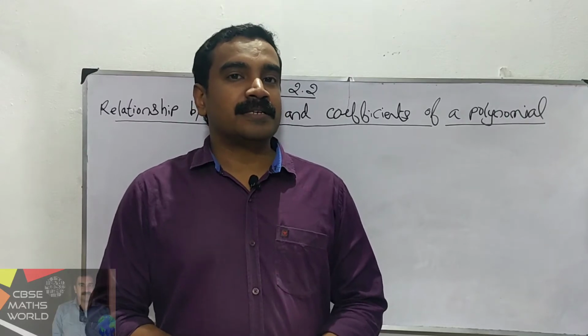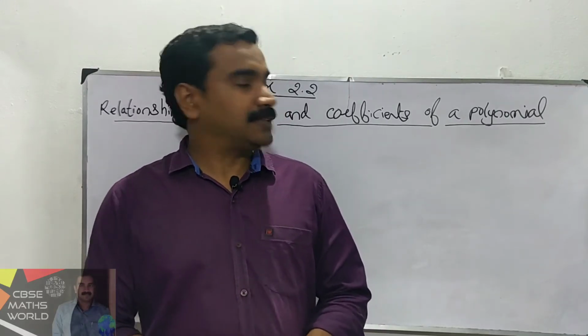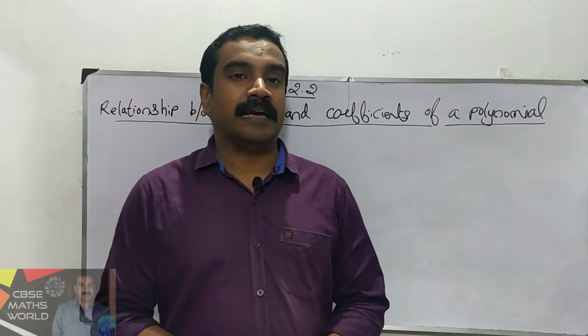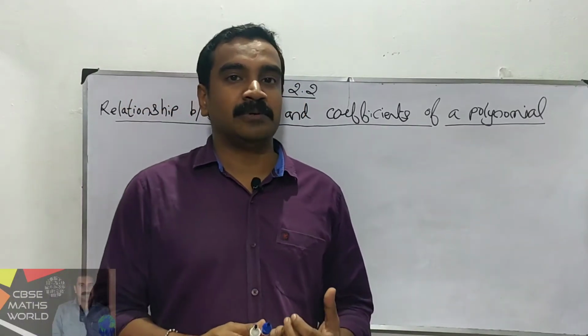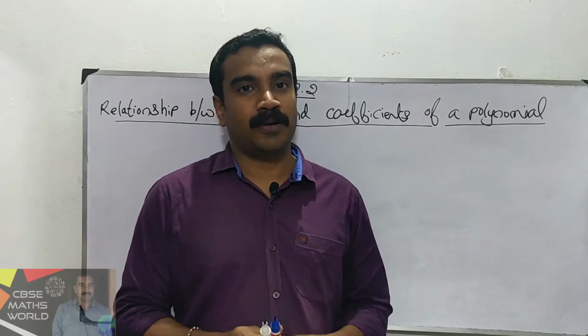We are going to discuss the second chapter's second exercise. That's the polynomial second exercise. The second exercise is based on the relationship between the coefficients and zeros of a polynomial.